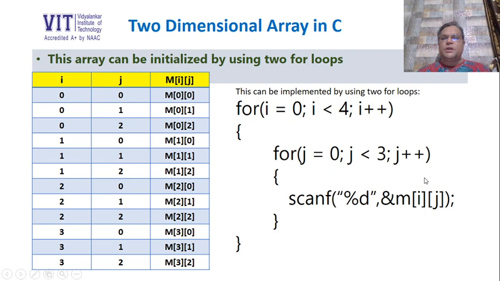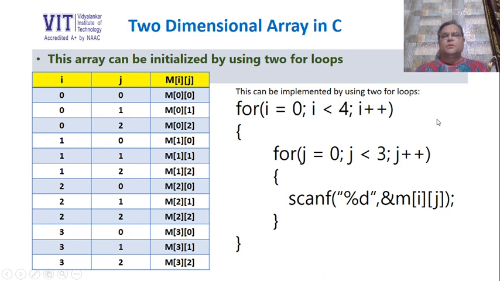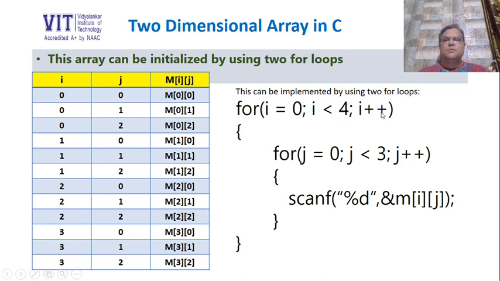Likewise, when j becomes 3, 3 less than 3 will become false. So this for loop will be exited. It will go back to i++ in the for loop of i. So the new value of i will be 1. Again j will be reset to 0, then 1, then 2. So it will initialize the second row. This is the way by which we can initialize a two-dimensional array, right?